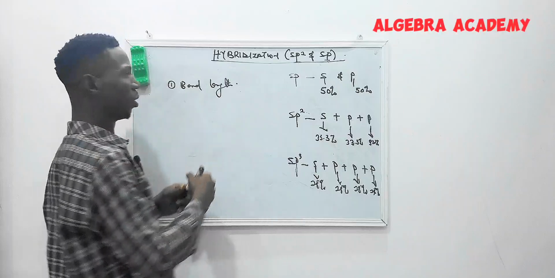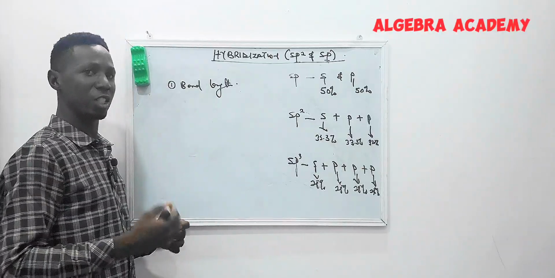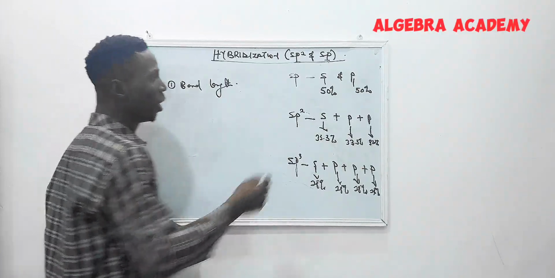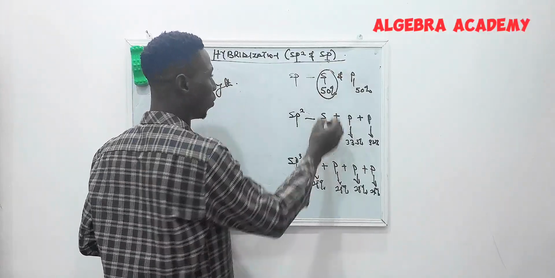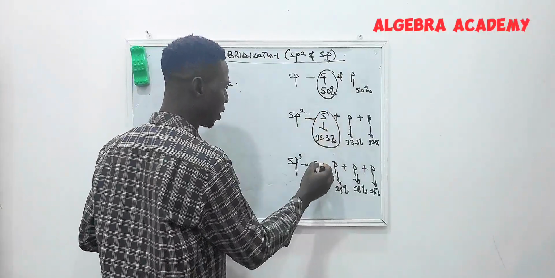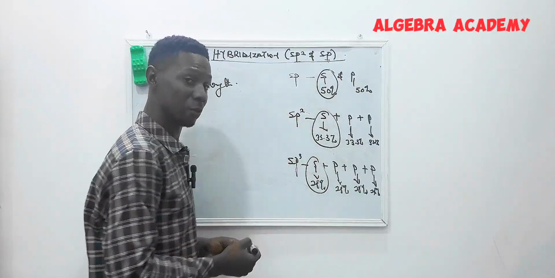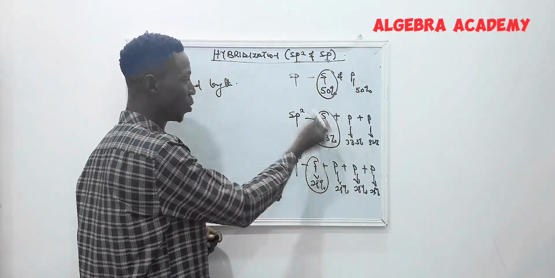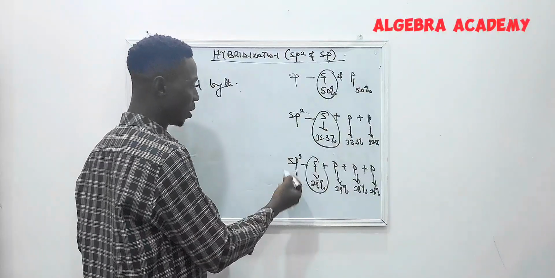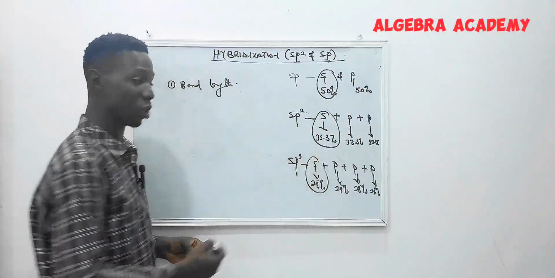Now, coming back to bond length. For bond length, you can explain bond length with only the percentage s character of each of the hybridizations. Just the percentage s character. Now, the percentage s character for sp is 50%. The percentage s character for sp2 is 33.3%, while the percentage s character for sp3 is 25%.